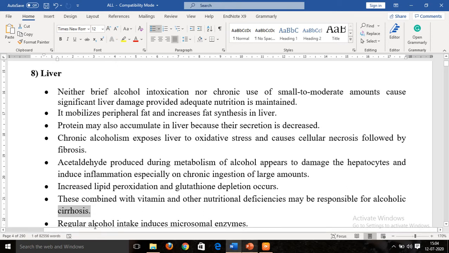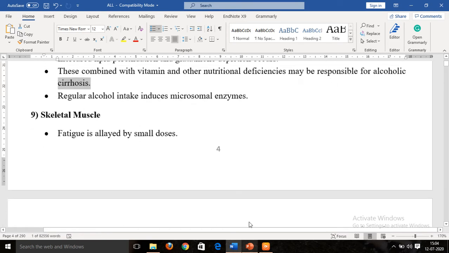the regular intake of alcohol may also induce the microsomal enzymes. Microsomal enzymes of the liver are those enzymes which are involved in the metabolism of most of the drugs as well as the endogenous substances. So because of the induction of these microsomal enzymes, the metabolism of several drugs may be affected. It will be induced, okay, or increased or enhanced. So because of which the efficacy of certain drugs may be going down. Because they are metabolized at a faster rate, they may not show a sufficient amount of action. So their efficacy will get reduced.